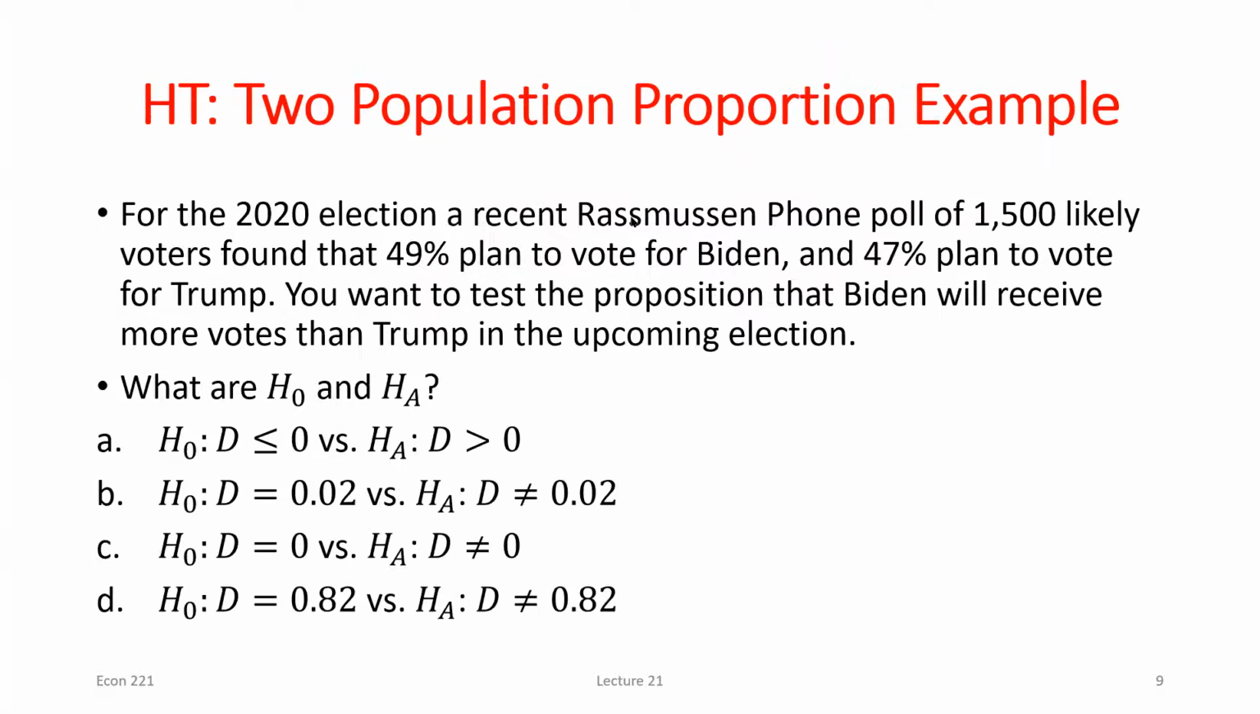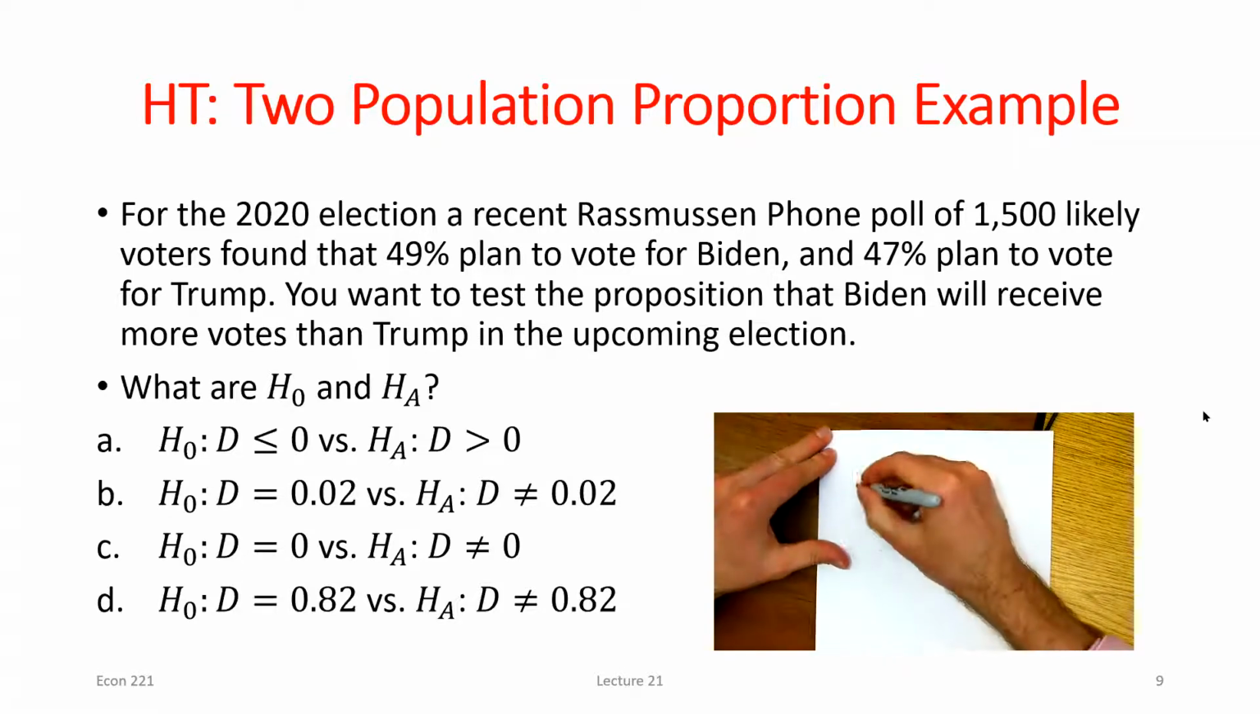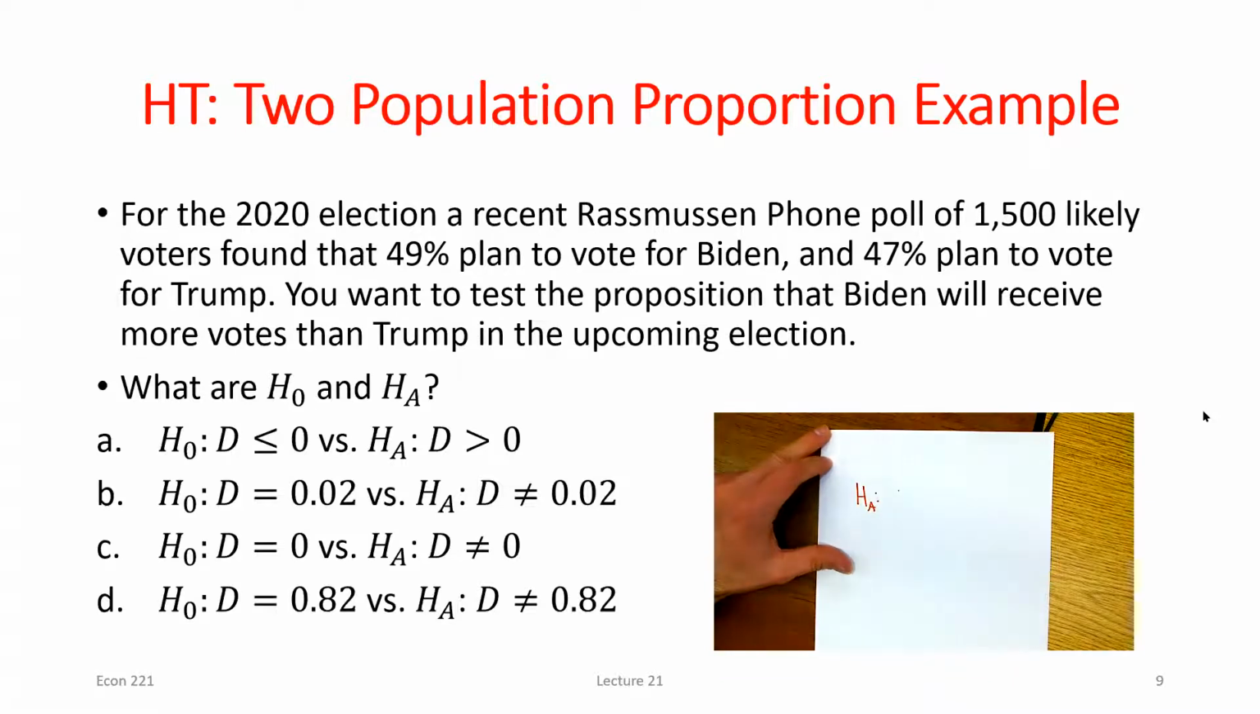So let's say we were looking at maybe some election data from the last election, and prior to it, we found that from a phone poll of 1,500 people, 49% planned to vote for Biden, 47% planned to vote for Trump. You want to test the proposition that Biden is going to receive more votes than Trump in the upcoming election. Okay? So that's our alternative hypothesis. And what this is saying is that the proportion of votes for Biden is going to be greater than the proportion of votes for Trump.